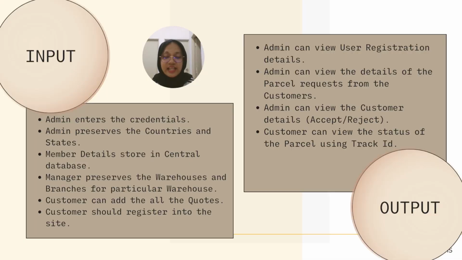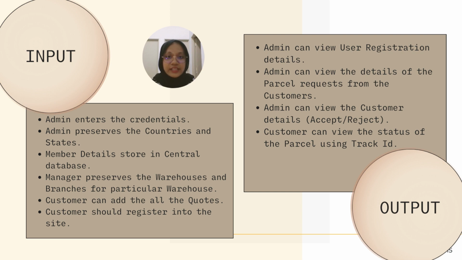As we can see in this slide, we have input and output. For the input, we categorize it in three things, which are admin, manager, and customer. The admin can enter the credentials and preserve the countries and states. The manager can store the member details in a central database. Also, the manager can preserve the warehouse and branches for a particular warehouse. The customer can add all the quotes, and the customer should register into the site.